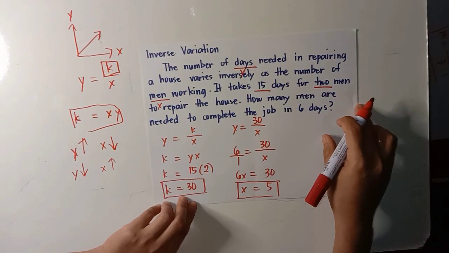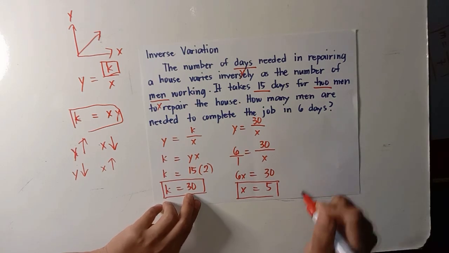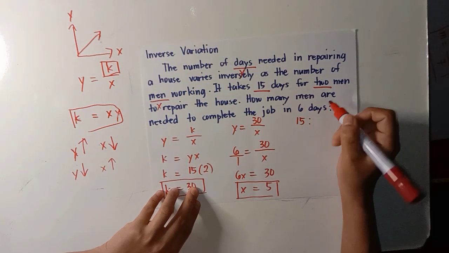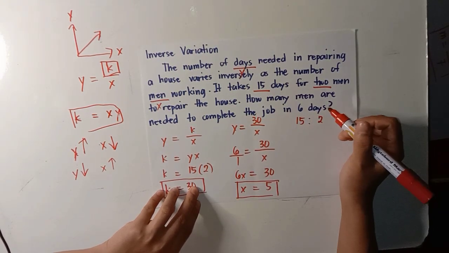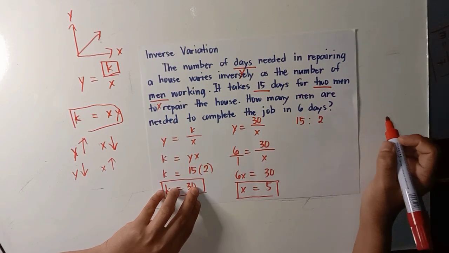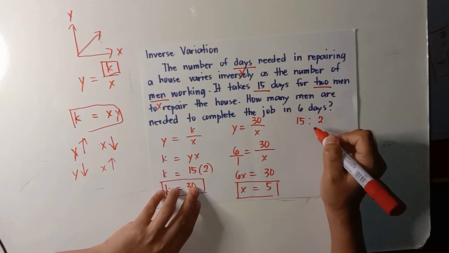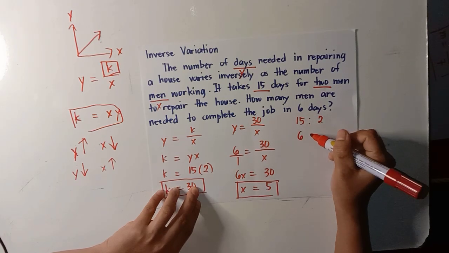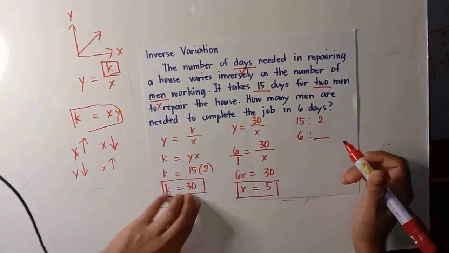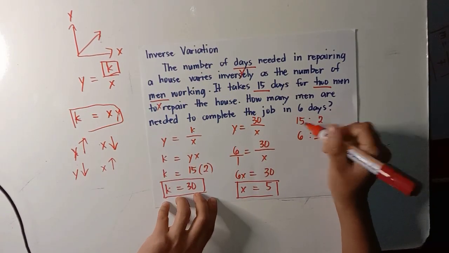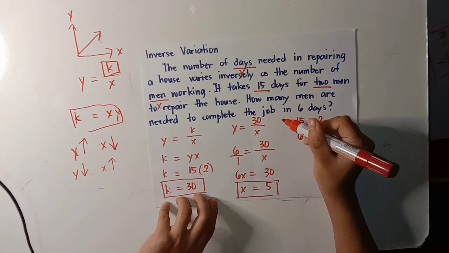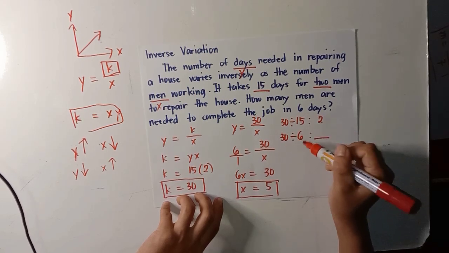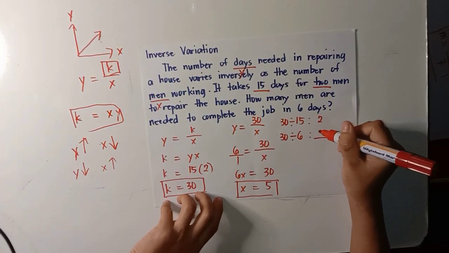Another method in solving this one is you can just write 15 is to 2. And then 6 is to blank. 2 times 15, that is 30, right? Therefore, we will write 30 here. So 30 divided by 6, that is 5.